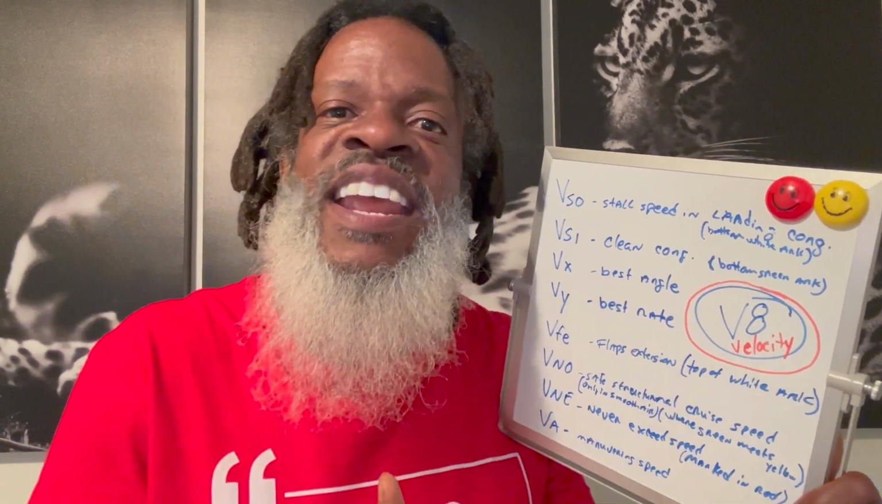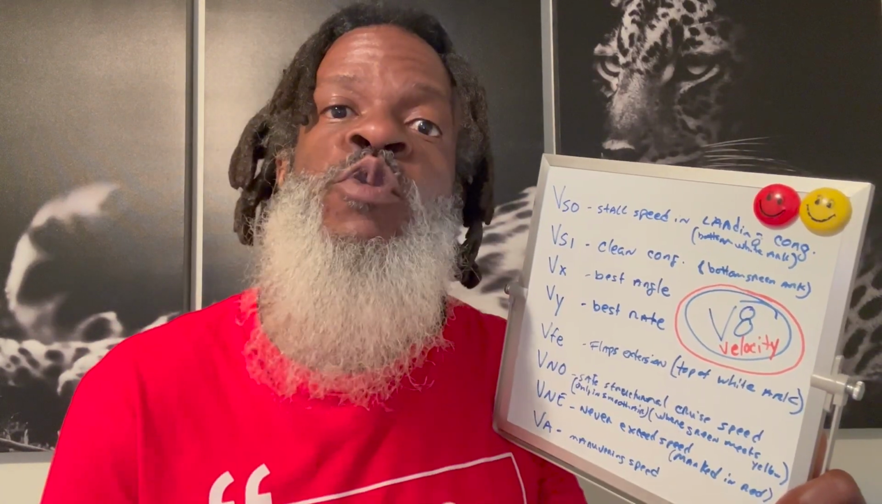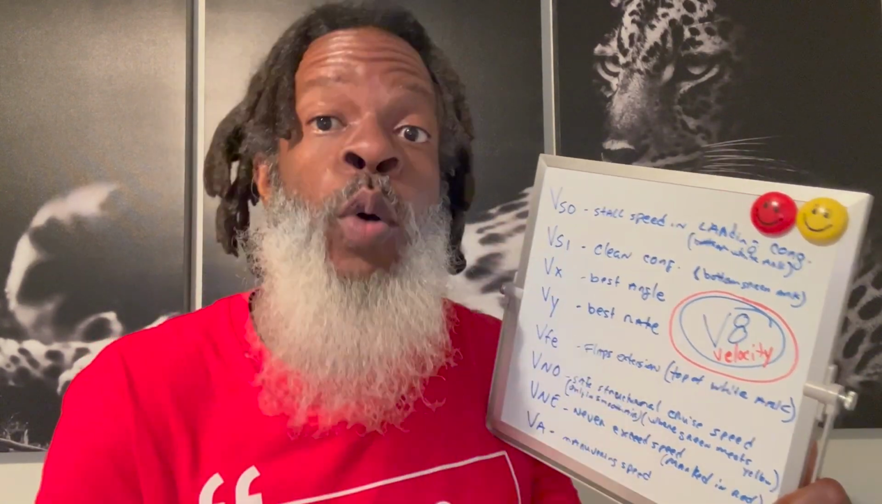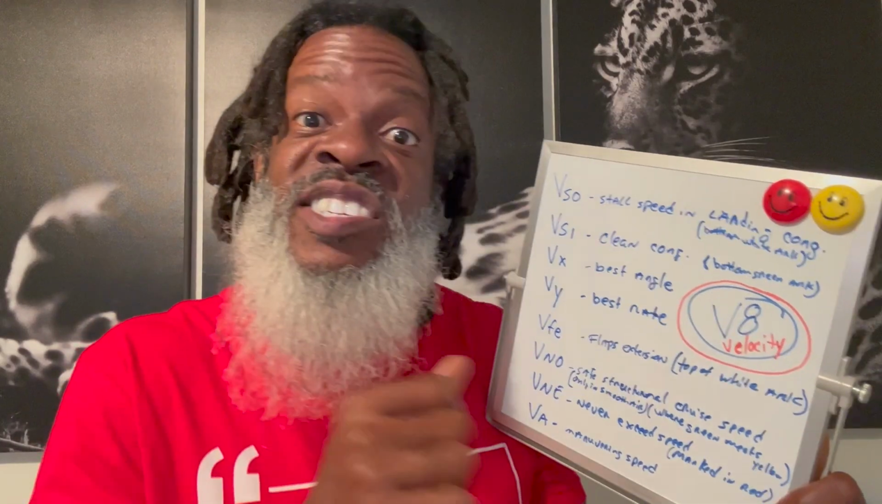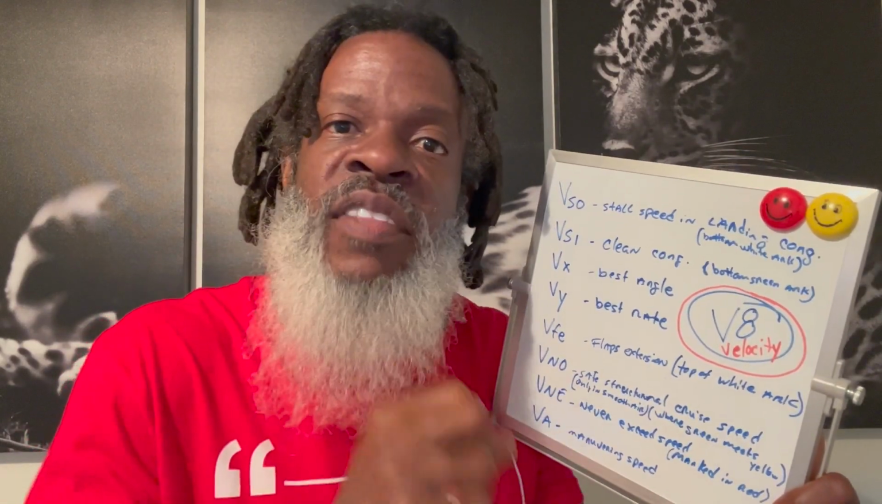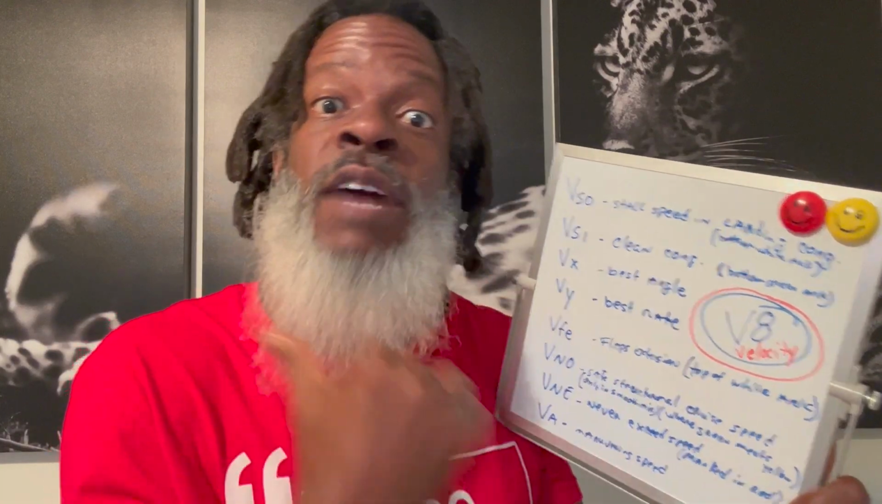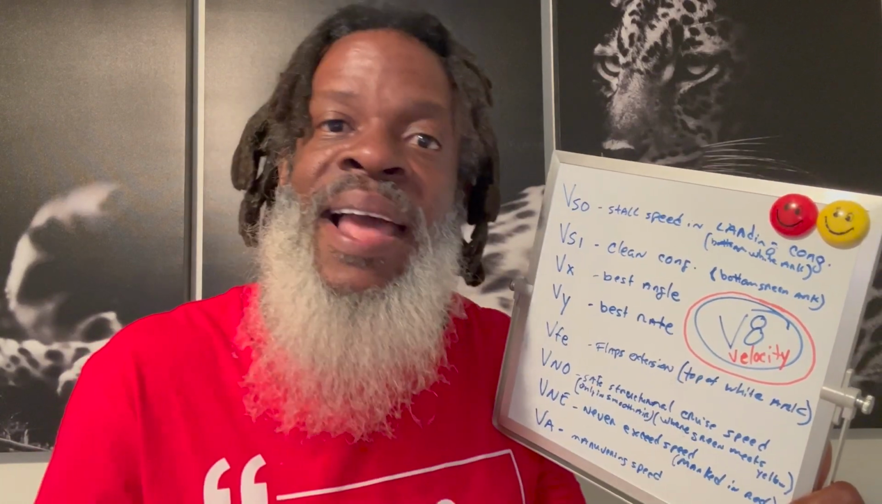So sometimes putting things into groups of two or three can help you remember things a little easier. For those first two, it's easy to remember if you couple them together. VSO, stuff out, stalling speed in the landing configuration, bottom of the white arc. VS1, stuff in, clean configuration, bottom of the green arc. Got them together, you can remember that. Stuff out, stuff in. You're good to go. The next two, you can couple those as well. VX and VY.